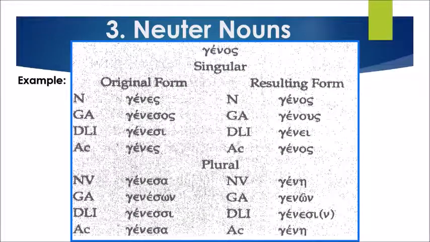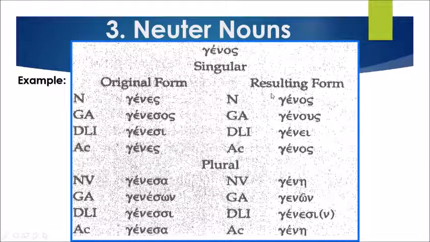So as you can see, in the original form, it is genes. In the nominative, in the GA, genesos. DLI, genesi, accusative, genes. Nominative vocative, genesa. GA, geneson. DLI, genesi, and accusative, genesa.